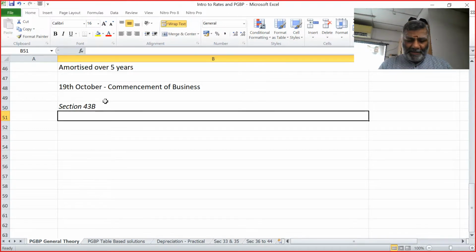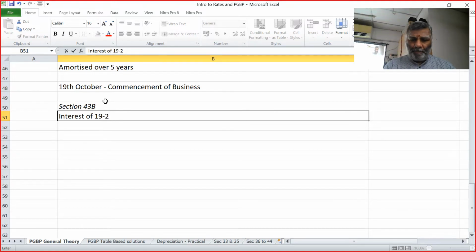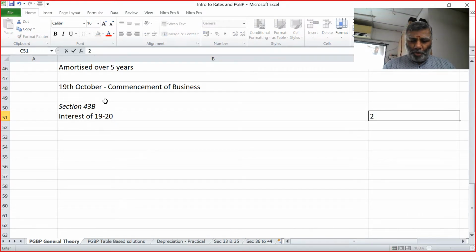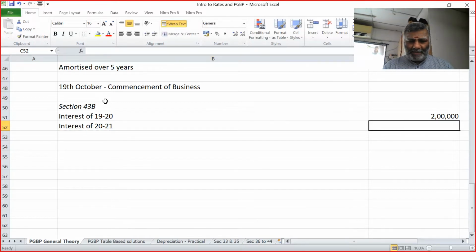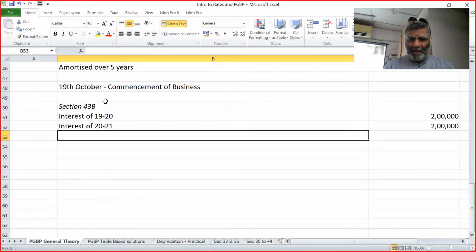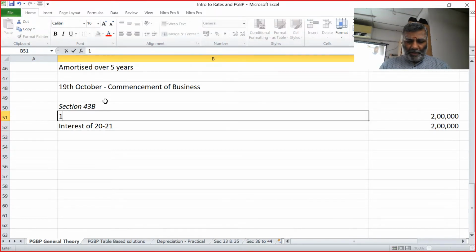Let's take that the interest of 2019-20 is 2 lakhs, which is not paid. Just listen. Interest of 2020-21, that's it, 2 lakhs that is not paid. Section 43B says, since it is not paid within due date, this will be disallowed in the respective years. 2019-20, 2020-21, it is getting disallowed.